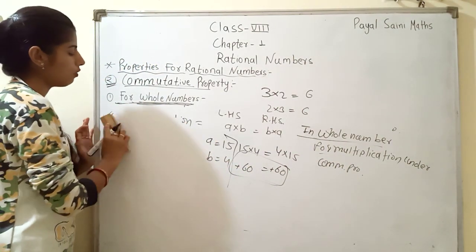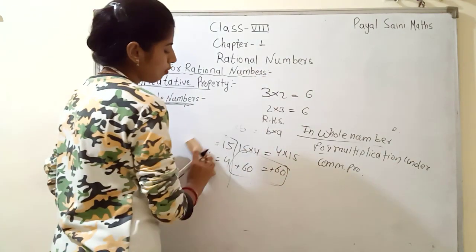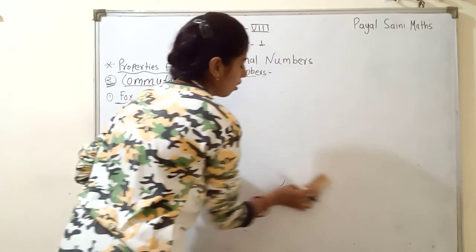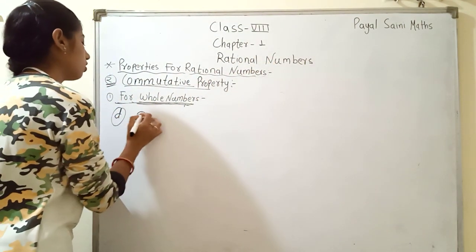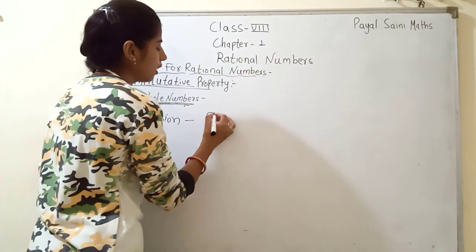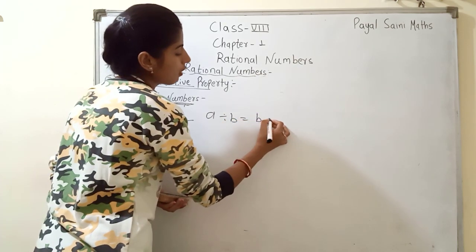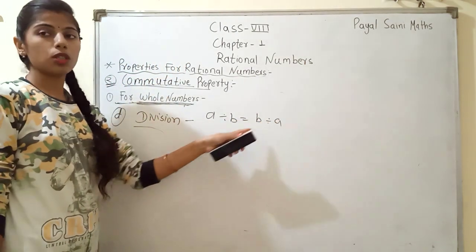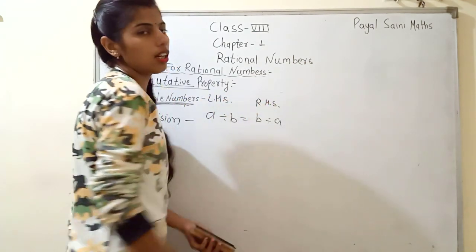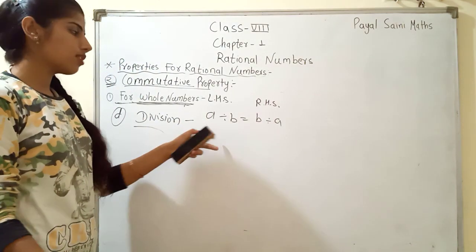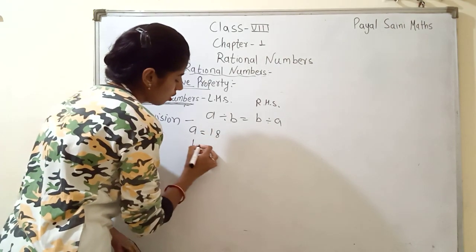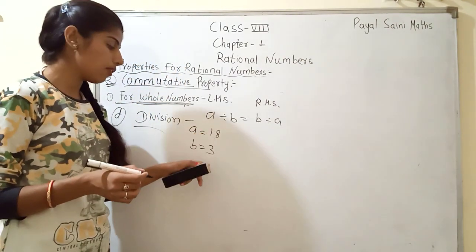Now we start our last and final operation, division. The fourth point is division, point D. For division, same as before, A divided by B equal to B divided by A, left hand side and right hand side. Now we check whether both sides are the same. Now we write A value is 18 and B value is 3.